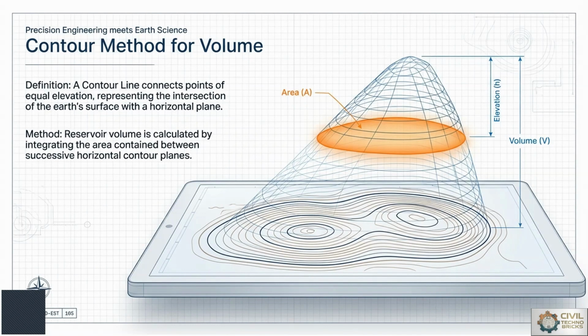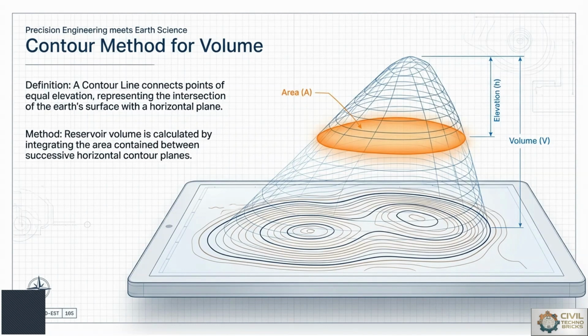This method involves calculating the cross-sectional area enclosed by each successive contour. In the civil engineering domain, the GIS software automatically integrates these areas over a specific elevation height to determine the total volume of a reservoir or a sediment buildup.